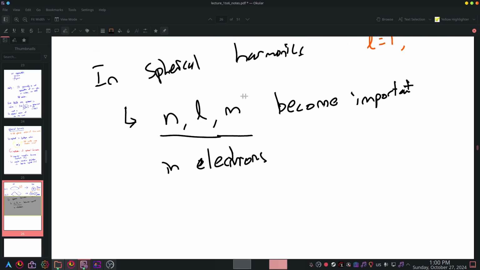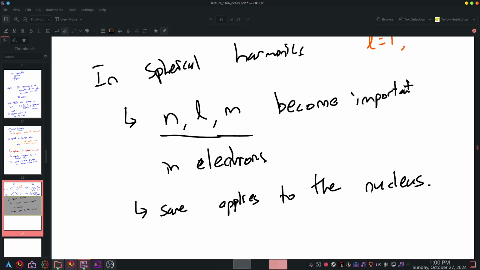Okay, and the same applies to the nucleus. That means protons and neutrons. So the same equation that governs this electron cloud is the same equation that deals with these protons and neutrons.